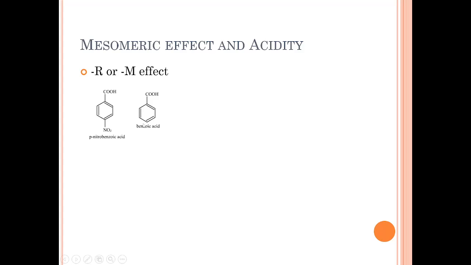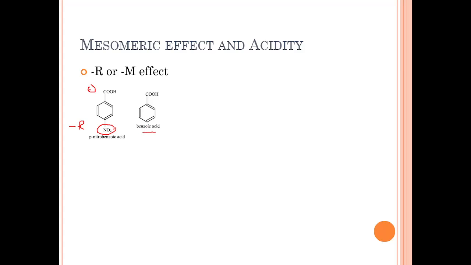So as you know that acidity is dependent on two factors. First is availability of H plus ion in the solution and stability of conjugate base. So among these two, tell me which one will be the more acidic. As you can see here, para-nitro group is going to exert minus R effect and it is going to stabilize our conjugate base which is found over here.